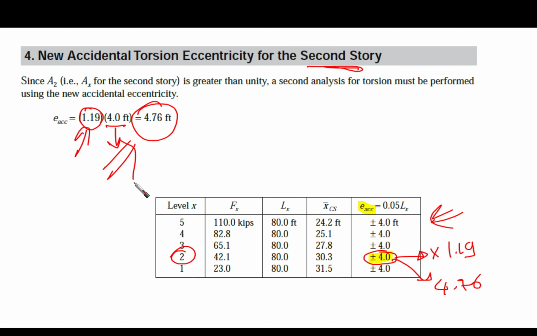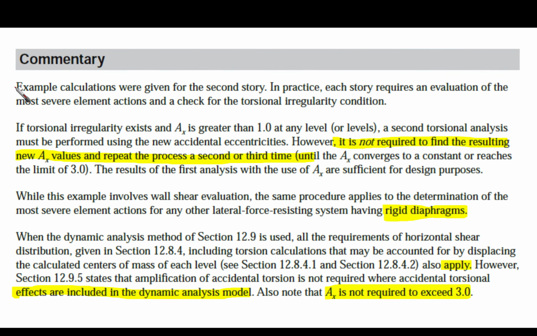Okay, there are a bunch of comments I want to share with you. Example calculations were given for the second story, right? We were concentrating on the second story. However, in your design, which is in practice, each story requires an evaluation of the most severe element actions and a check for the torsional irregularity condition. This means that you need to check it for each floor. Here we were only concentrating on the second floor for brevity, but actually you should check every story or every level.